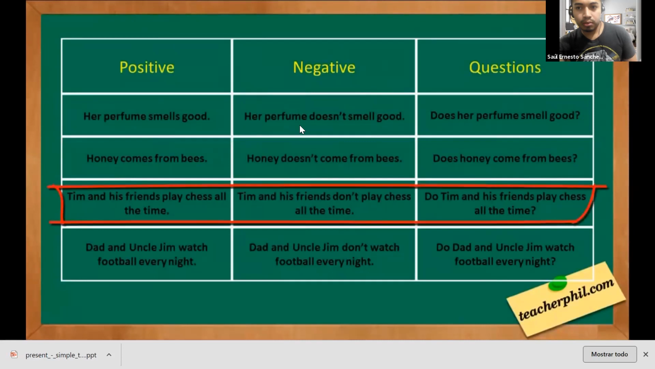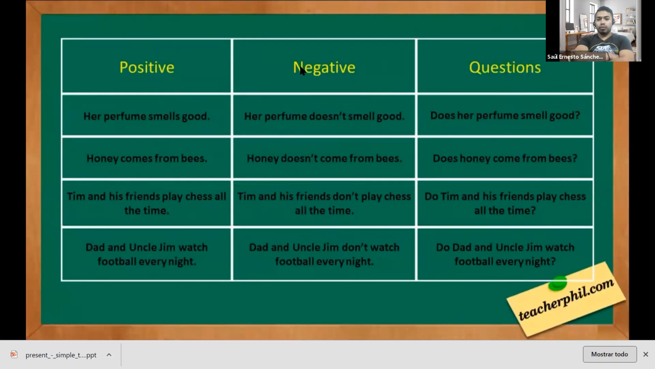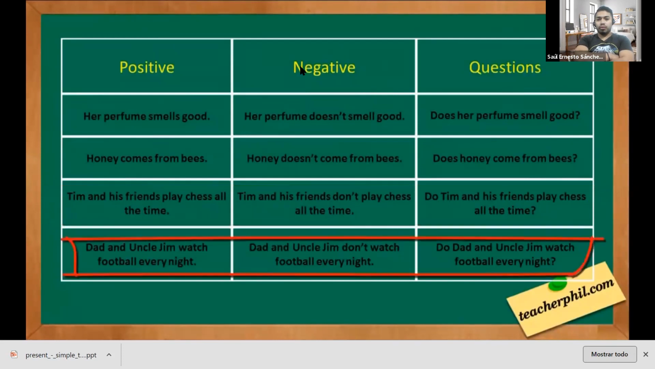The third one, Tim and his friends play chess all the time. Tim and his friends don't play chess all the time. Do Tim and his friends play chess all the time? The last one, Dad and Uncle Jim watch football every night. Dad and Uncle Jim don't watch football every night. Do Dad and Uncle Jim watch football every night?